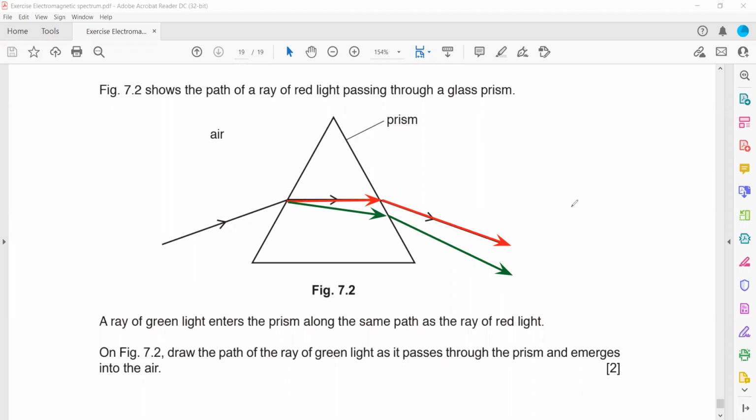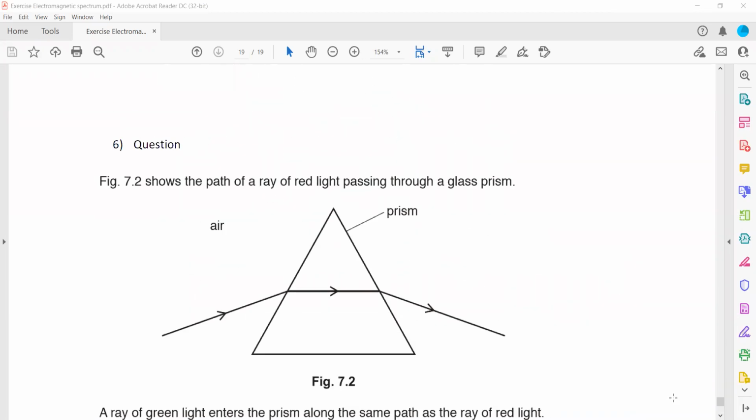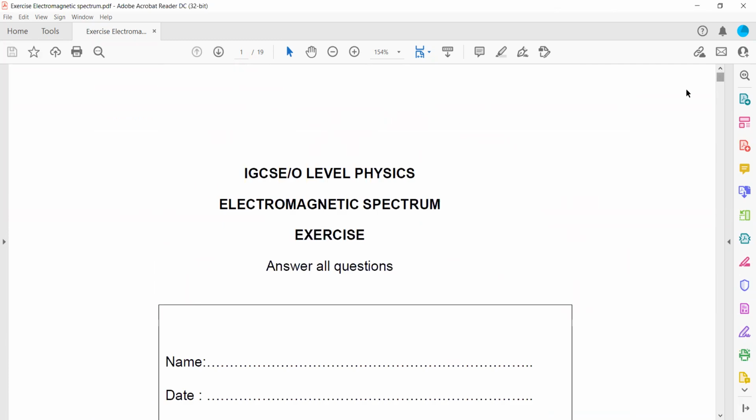So how can you identify bending more or less? Remember the order: violet, indigo, blue, green, yellow, orange, and red. Violet will bend the most, red bends the least. Because we are talking about green, compared to red, all of these rays bend more than red when they enter the glass or change the medium. So this was the exercise related to the electromagnetic spectrum.